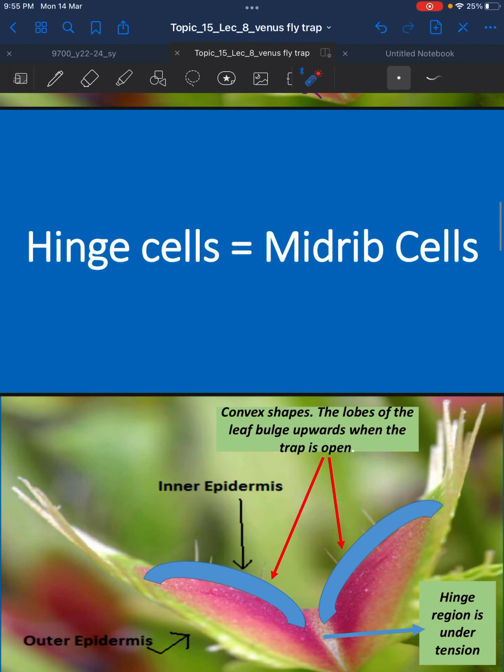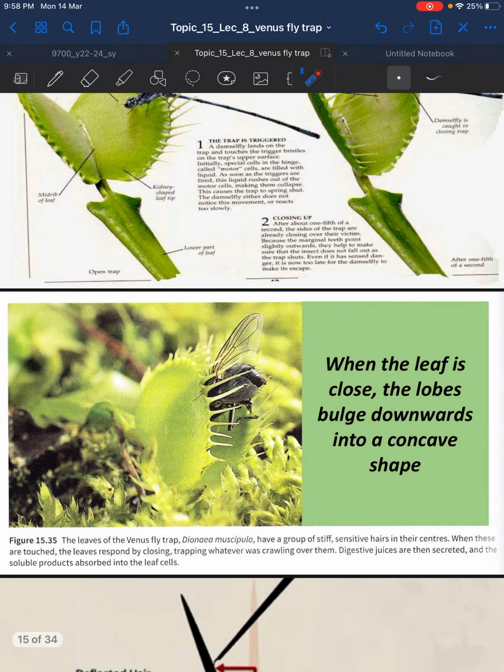A question may come out where you have to label, but according to the syllabus, it doesn't say that you have to label. It says here: describe the rapid response of the Venus flytrap to stimulation of hairs on the lobes of the modified leaf, and explain how the closure of the trap is achieved. So it's a bit demanding actually.